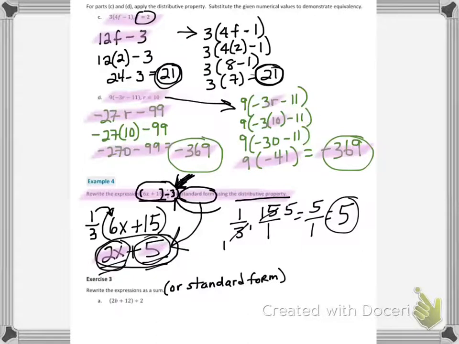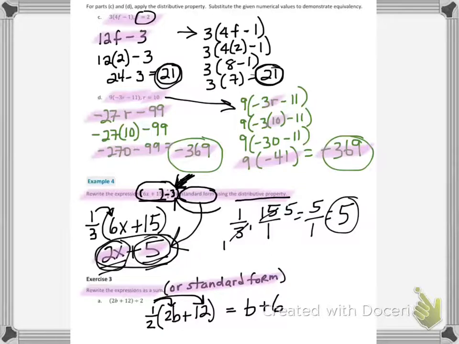Let's do these one at a time, but I'd like you to pause and try to do these on your own, this exercise 3, A, B, and C. Let's go ahead and do A first. I'd like you to just do A and then come back. Use what we just did in example 4 above, and rewrite this first expression as a sum, also known as standard form, like we did above. Go ahead and do that, and come on back and check.